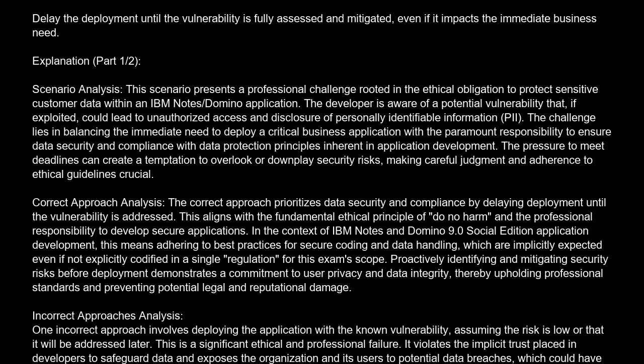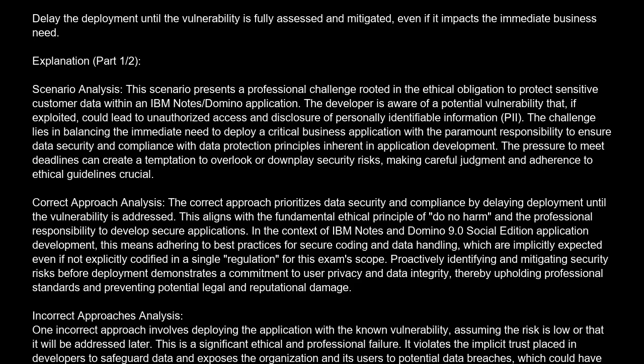This aligns with the fundamental ethical principle of do no harm and the professional responsibility to develop secure applications. In the context of IBM Notes and Domino 9.0 Social Edition application development, this means adhering to best practices for secure coding and data handling, which are implicitly expected even if not explicitly codified in a single regulation for this exam scope. Proactively identifying and mitigating security risks before deployment demonstrates a commitment to user privacy and data integrity, thereby upholding professional standards and preventing potential legal and reputational damage.